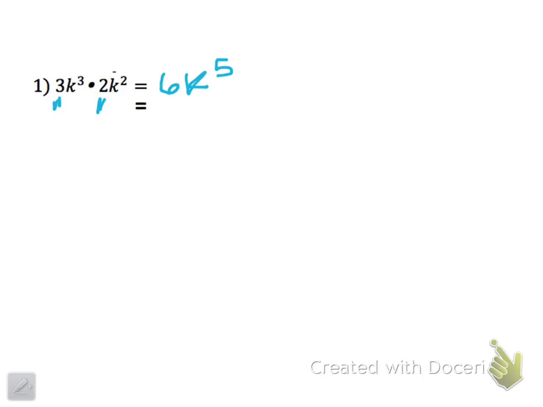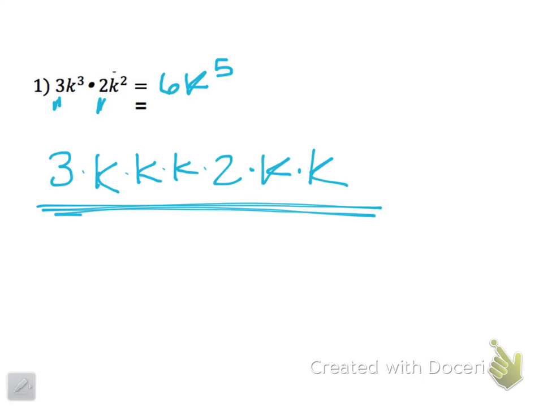If we wanted to write it out the long way though, we could do 3 times k times k times k times 2 times k times k. So we're multiplying in between everything. That's why we're able to do the 3 times 2 to get our 6. And then there are 5 k's. That's how we got our k to the 5th.